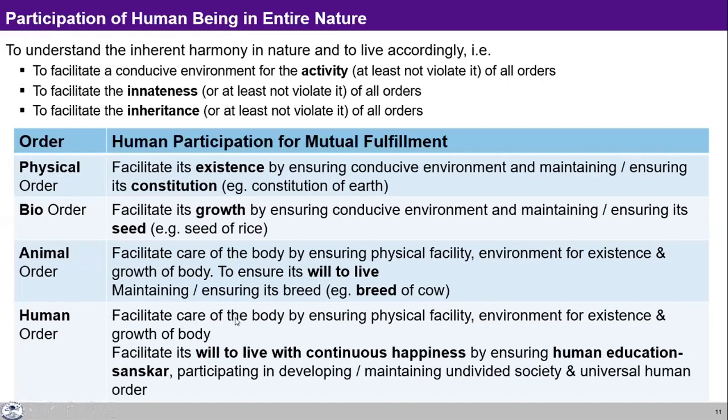Similarly, with the human order, we have to facilitate the care of the body by ensuring physical facility, environment, and so on for existence and growth of the body. At the same time, we have to facilitate its will to live with continuous happiness by ensuring the human education sanskar, participating in developing or maintaining undivided society, universal human order. So here we have a huge role to play in terms of education and sanskar. It's not only that we have to facilitate the care of the body, but also the will to live with continuous happiness. And this is only possible through such an activity which can be termed as education. We are able to develop the right understanding and right feeling in the other. So this is a human participation for mutual fulfillment.